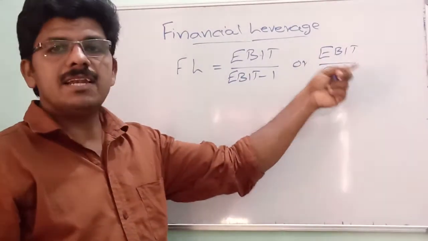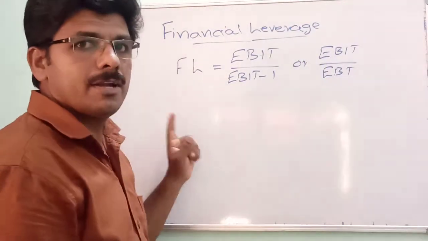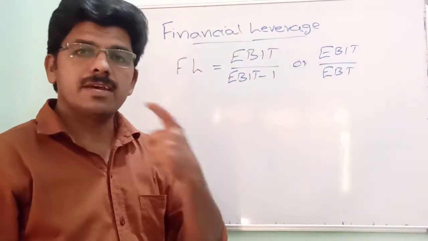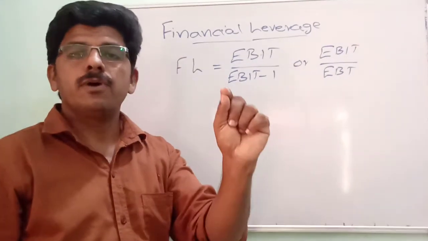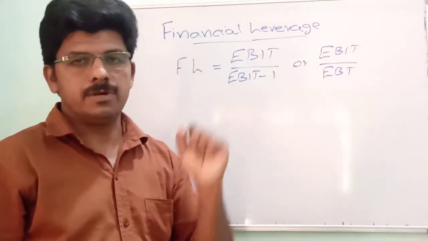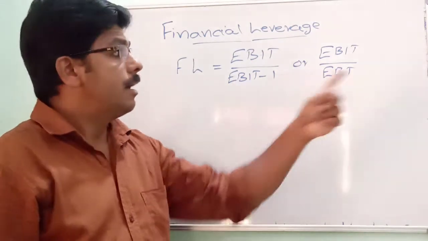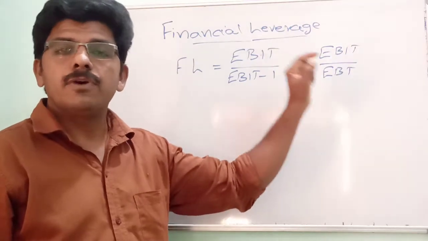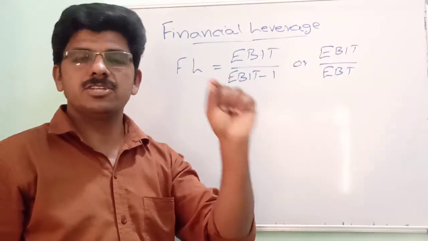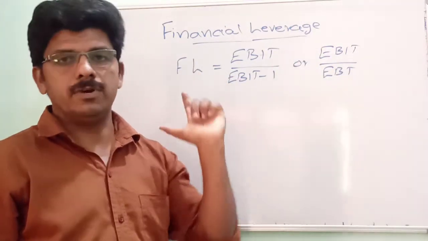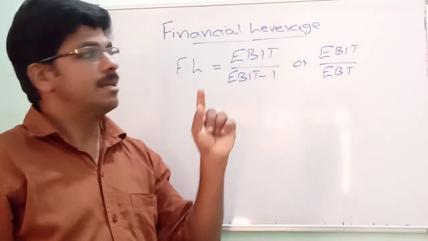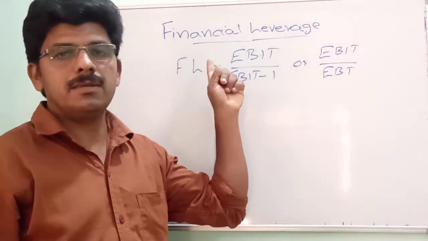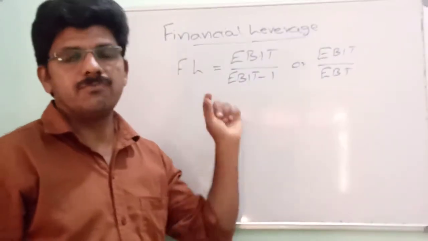So, if the resultant figure is more than 1, that firm can be called as levered firm. If the result or the answer is more than 1, that firm can be called as financially leveraged firm or levered firm. Yes, financial leverage measurement. So, it is done in this way.